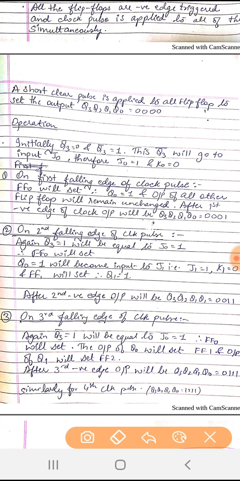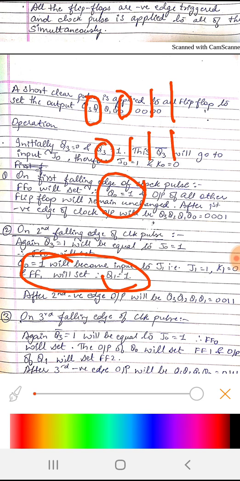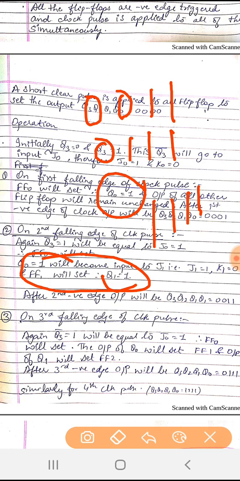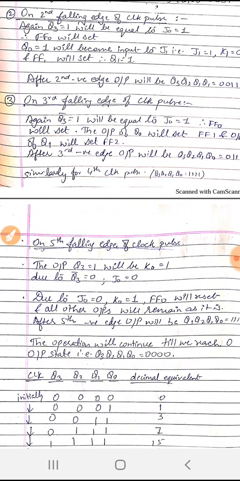So on the second edge, what would happen? On the first edge, flip-flop 0 was set, and now the second flip-flop will be set, and Q1, as on the first negative edge Q0 became 1, now Q1 will become 1. So what would we get? 1 1 0 0. On the next stage, what would happen? 1 1 1 0. On the last, fourth negative edge, what would happen? 1 1 1 and 1. So this is how it will work.